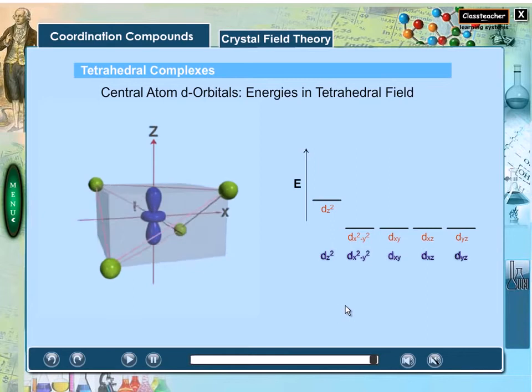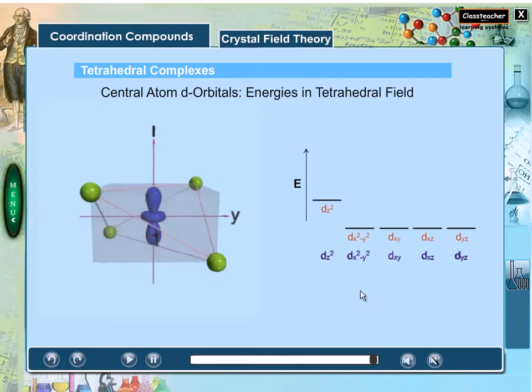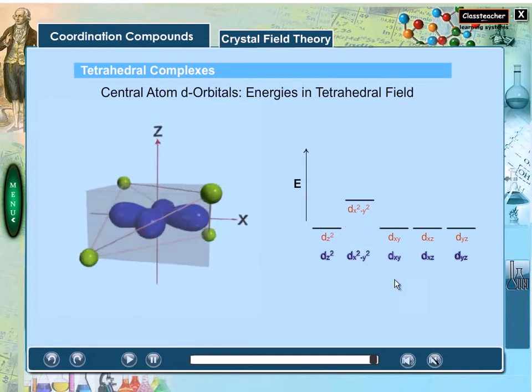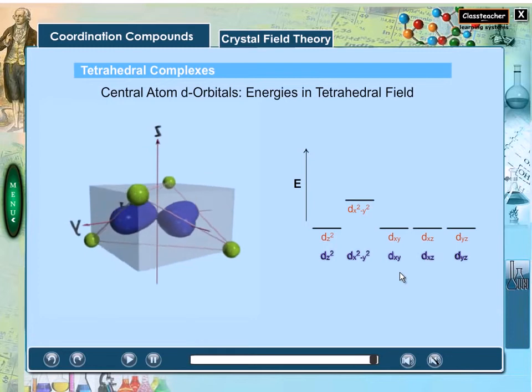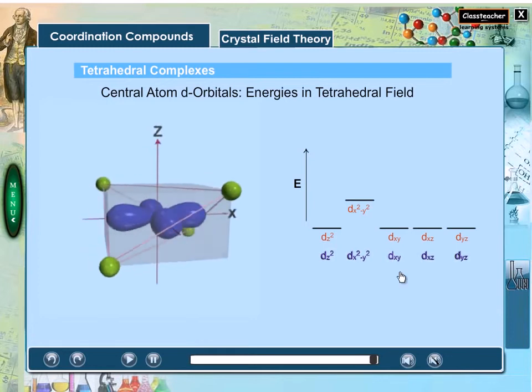The dz square orbital is lowered in energy as it lies in between the ligands and experiences less repulsion. The dx square minus dy square orbital is lowered in energy as it lies in between the ligands and experiences less repulsion.